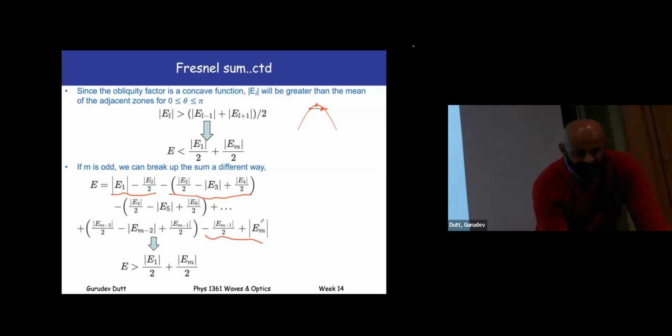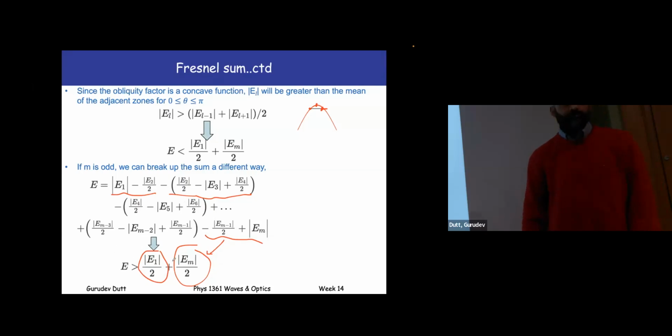Okay, we can approximate for these purposes that E1 and E2 are roughly the same magnitude. So this term over here is just E1 over 2. So adding these two terms together is just E1 over 2. And then adding these two terms together is just roughly EM over 2. And what I've said now is basically that because of the minus sign in front of that, these all came in with a positive sign, E is now greater than E1 over 2 plus EM over 2.